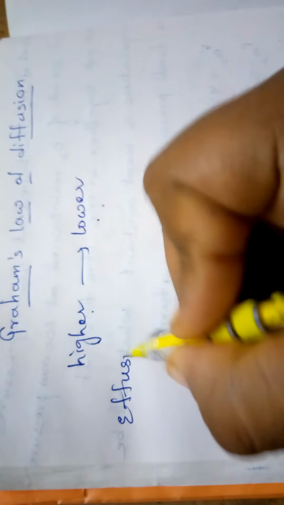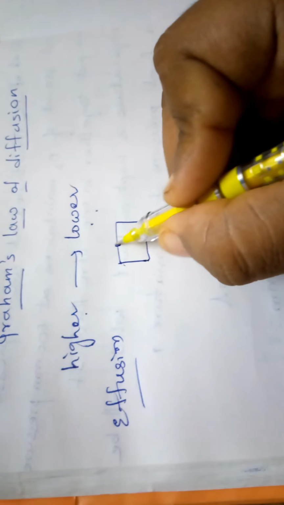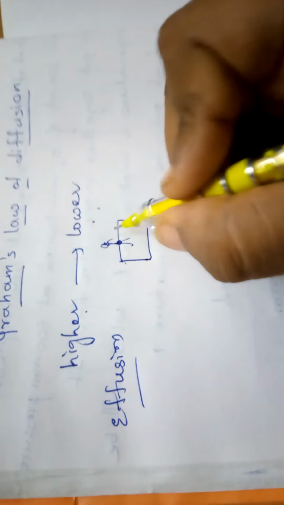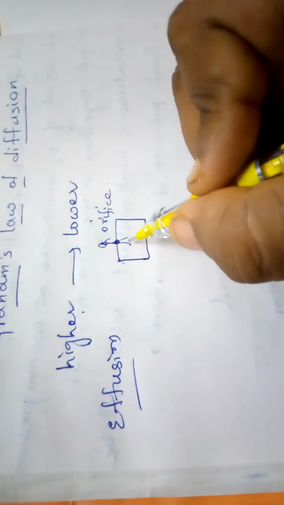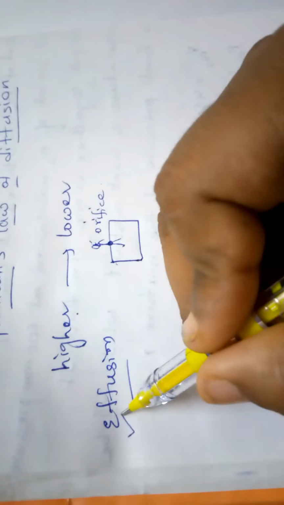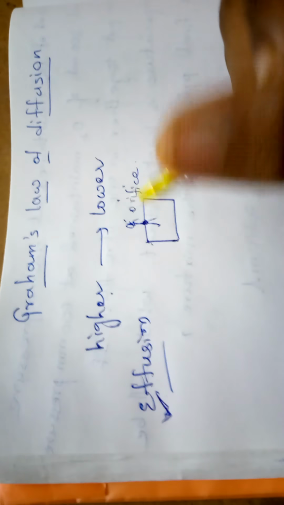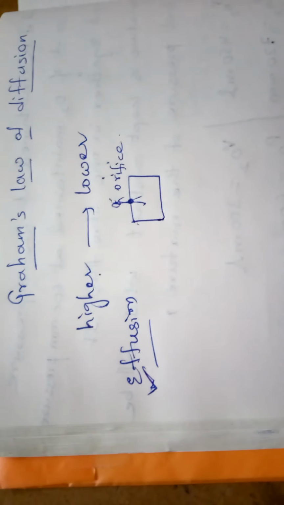And what do you mean by effusion? Effusion means, suppose you are keeping some gas in a container and you have only a small hole, and through this hole the gas is coming out. This hole we call an orifice. Whatever gas escapes through the small hole is nothing but effusion. Diffusion means moving from higher to lower concentration, and effusion means moving through the small hole. With pressure it will come out. That is effusion.